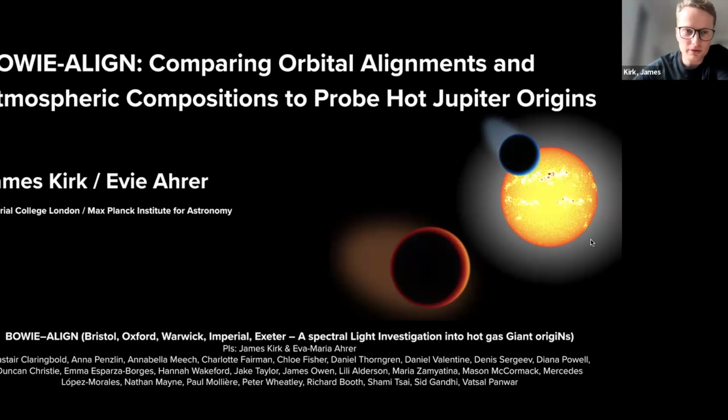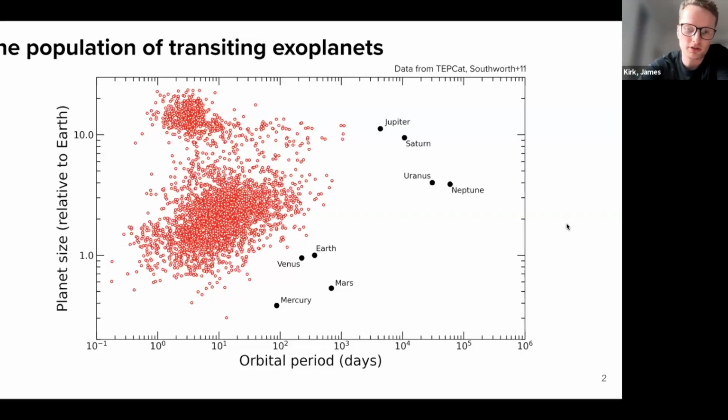But getting then down to BOWIE-ALIGN. So to motivate BOWIE-ALIGN, really I want to start with this slide here, which we are all very familiar with, I'm sure, the population of transiting exoplanets that are shown as these little red dots with their sizes on the y-axis against their orbital period on the x-axis. And clearly, these exoplanets occupy a very different part of this parameter space to the solar system's planets. And this has fundamentally challenged our understanding of how planets form and evolve.